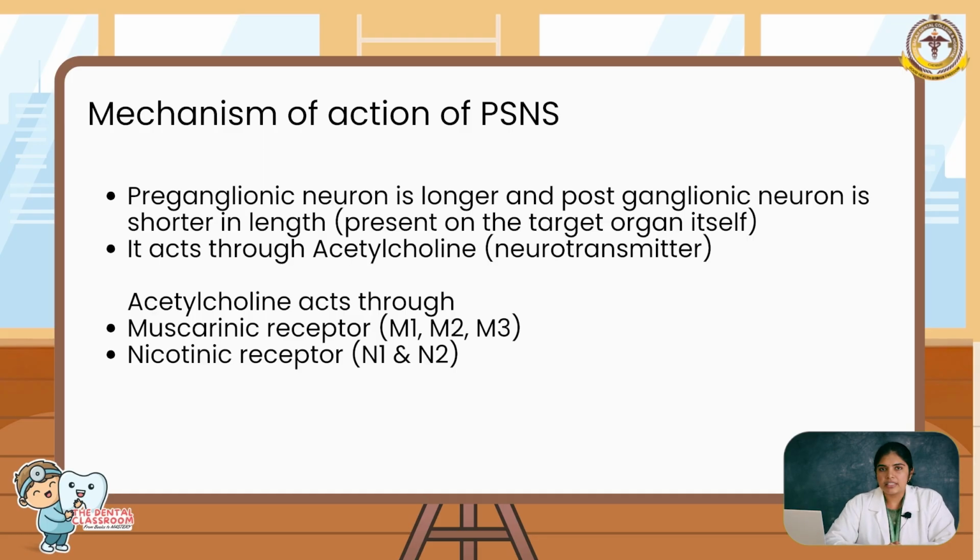Next we will see the mechanism of action of the parasympathetic nervous system. Preganglionic neurons are longer and postganglionic neurons are shorter, and they are present almost near the target organ itself. It acts through the neurotransmitter called acetylcholine. Acetylcholine acts through two types of receptors. One is the muscarinic receptor and the other one is the nicotinic receptor. Muscarinic receptors are of two types, M1 and M2, and nicotinic receptors are of two types, N1 and N2.